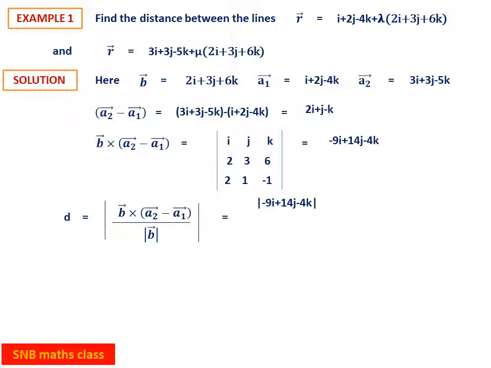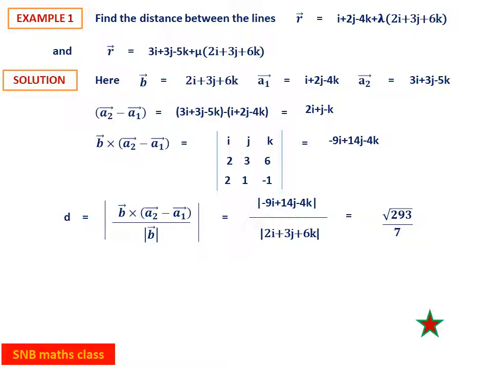So this will be equal to the magnitude of minus 9i plus 14j minus 4k divided by the magnitude of b. You have to calculate magnitude b; the formula you also know. Therefore, simplify. After simplification, it is the square root of 9 squared plus 14 squared plus 4 squared in the numerator, and below it is the square root of 2 squared plus 3 squared plus 6 squared. So the final answer is square root of 293 divided by 7.